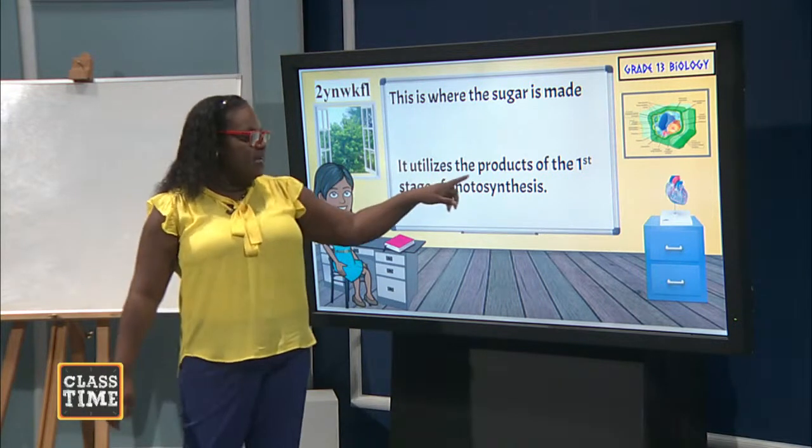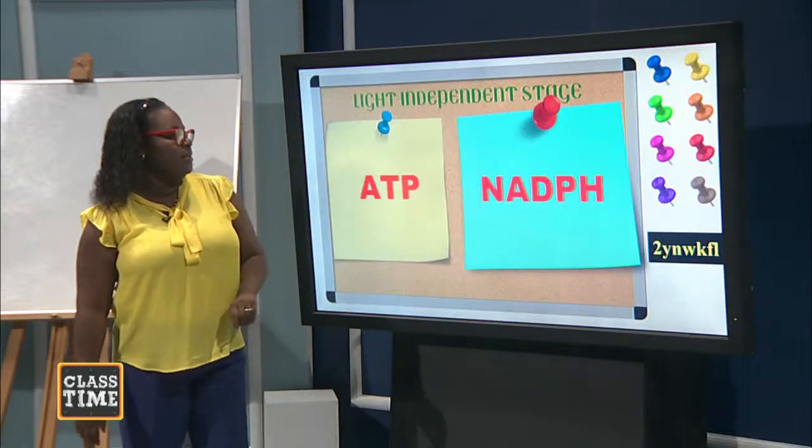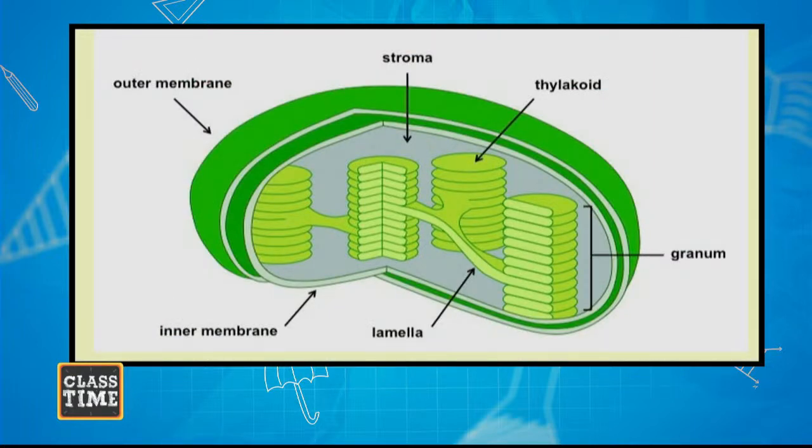And it utilizes the products of the first stage of photosynthesis. We are going to show that as well. And you should know by now that the products of the first stage of photosynthesis are ATP and NADPH. Depending on which book you are using, or which textbooks you may be pursuing, or what online resource you are going to use, you may see reduced NADP instead of NADPH. And I'll explain later why we call that reduced.